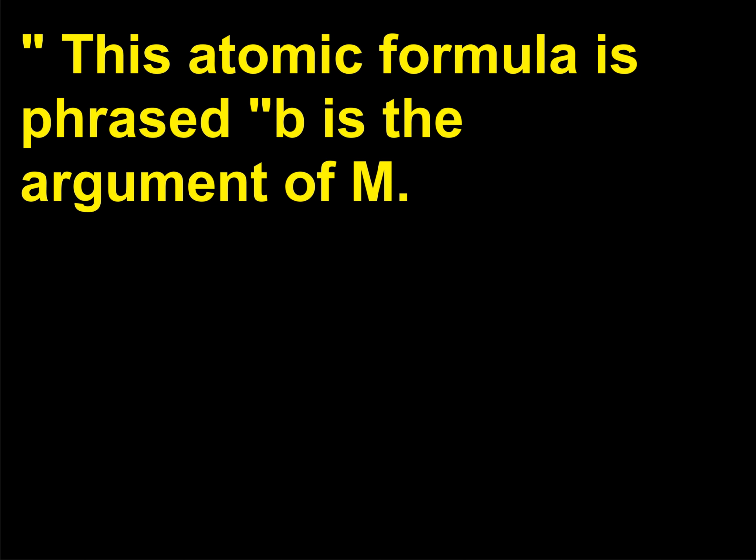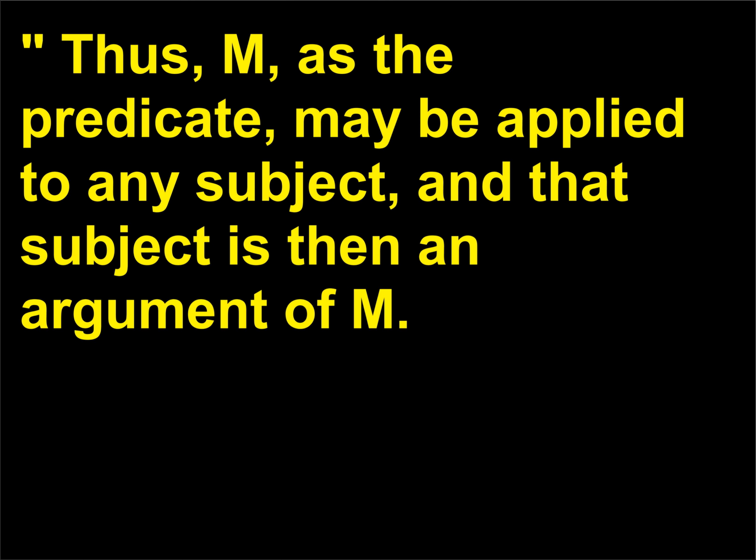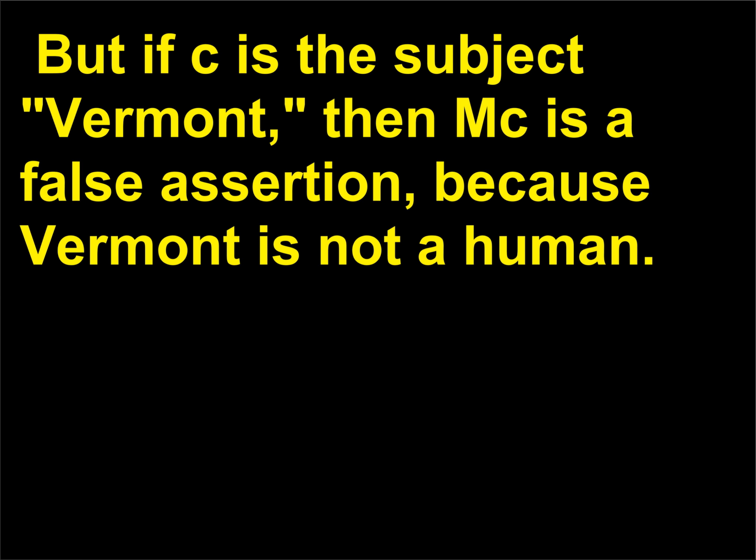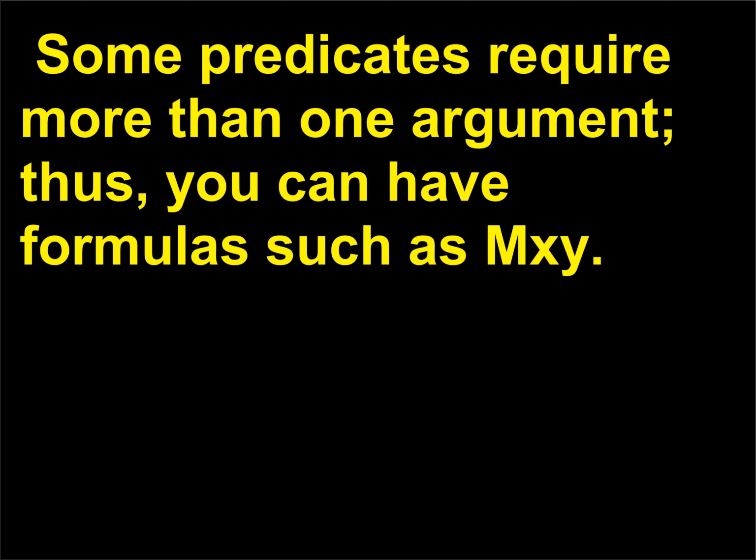This atomic formula is phrased B is the argument of M. Thus, M, as the predicate, may be applied to any subject, and that subject is then an argument of M. But if C is the subject Vermont, then MC is a false assertion, because Vermont is not a human. Some predicates require more than one argument, thus, you can have formulas such as MXY.